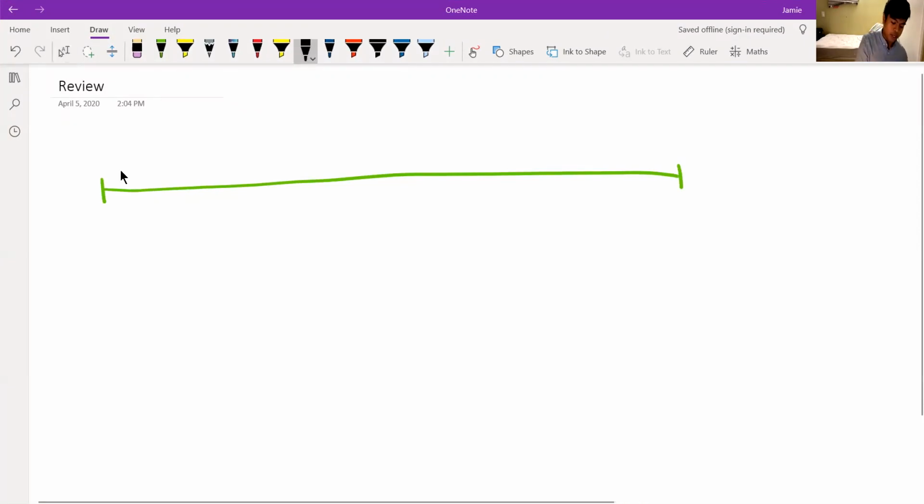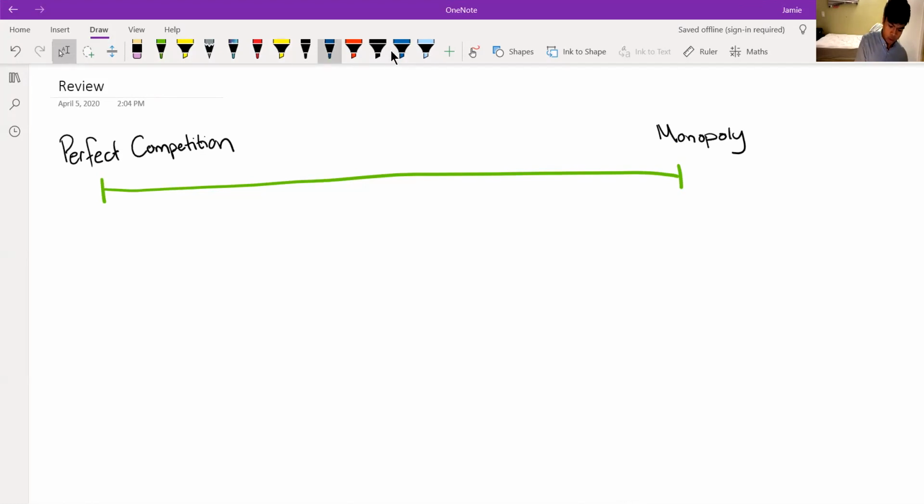At this end, we'll have perfect competition, and on this end, we will have monopolies. Both types of market structures are not as common in the actual economy compared to the two other market structures, which we will talk about in the next video. These are polar opposites and very rare in the actual world.